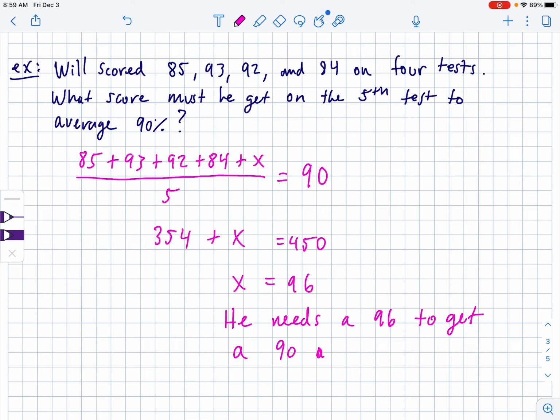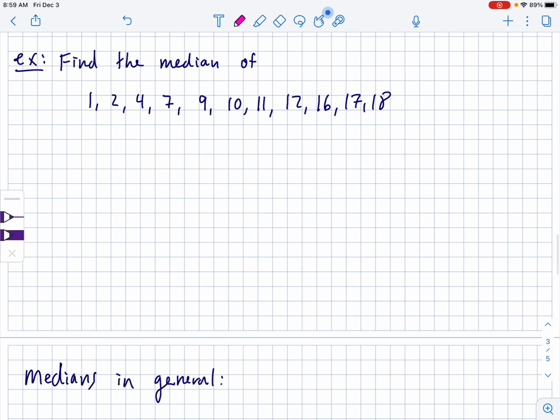Gosh, that average is going off the rails. Let's start over. Find the median of this. Okay, let's talk about medians.